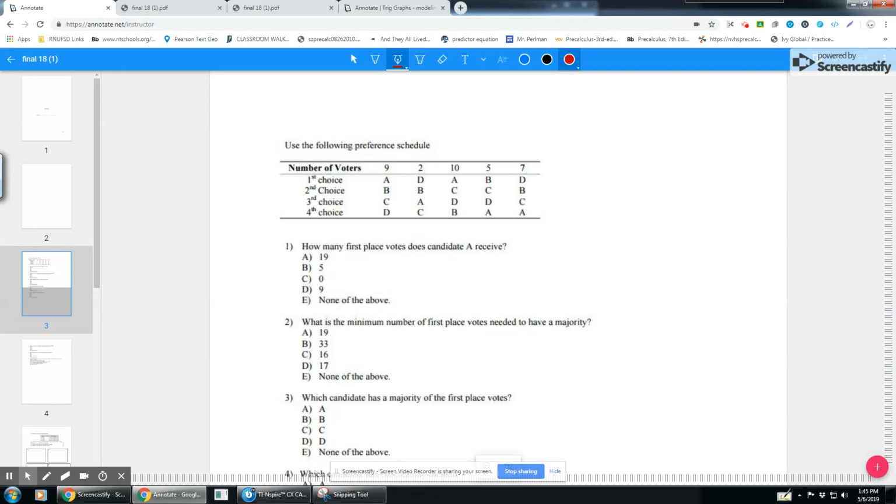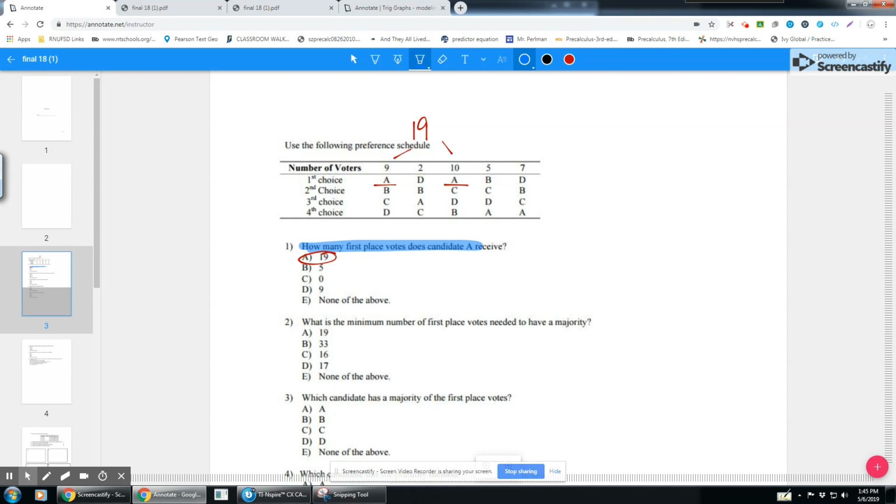All right, so let's go over, at least, a video of live, quote unquote, work done for the review guide, right? So how many first place votes does candidate A get? If we look at them, they come in first here and here. So together that gives us 19 first place votes.